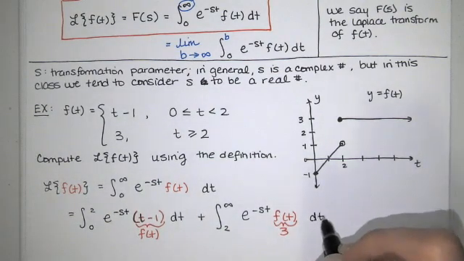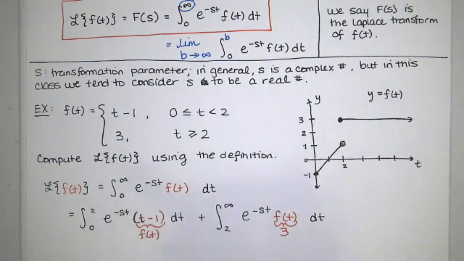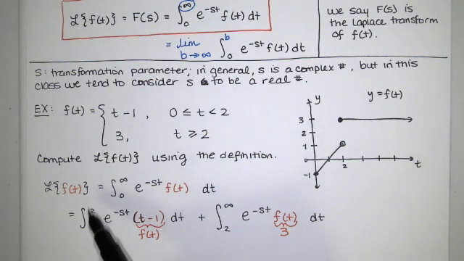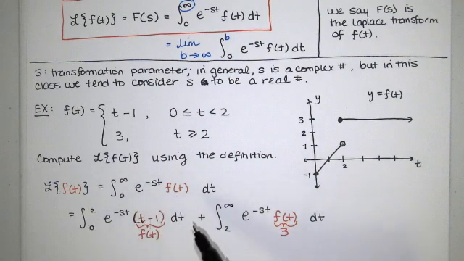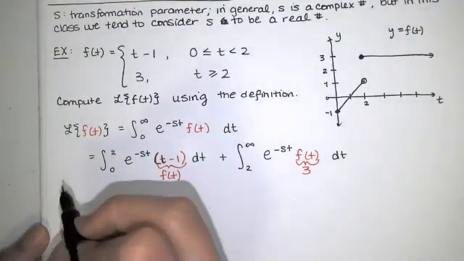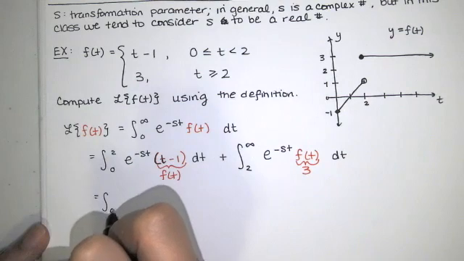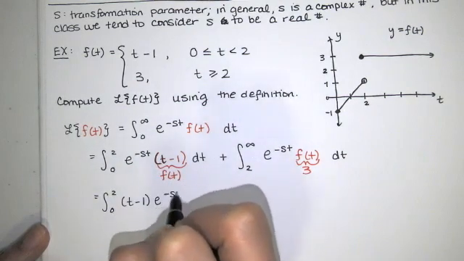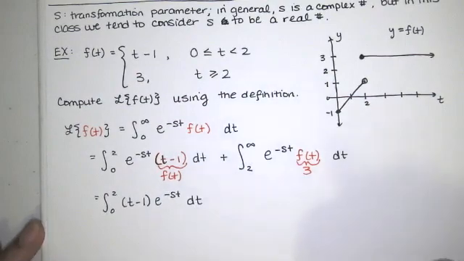We're splitting it up like this because the integral from 0 to infinity is the same as the integral from 0 to 2 plus the integral from 2 to infinity, as long as we have the right function f of t there. And on this interval, f of t is equal to t minus 1. And on this interval, f of t is equal to 3. So this is actually just a regular, ordinary, typical integral that can be evaluated using integration by parts.